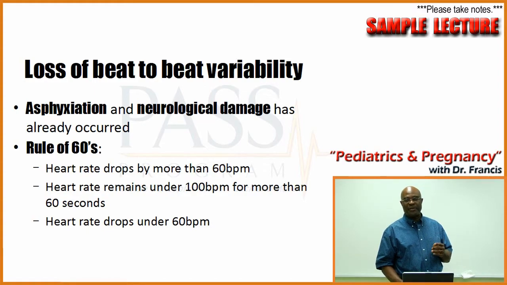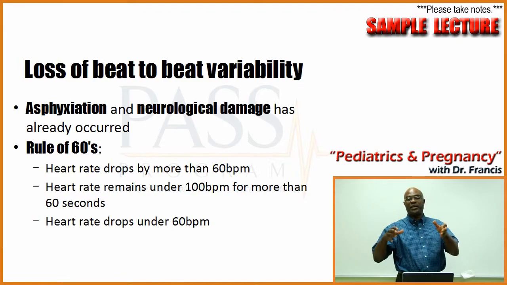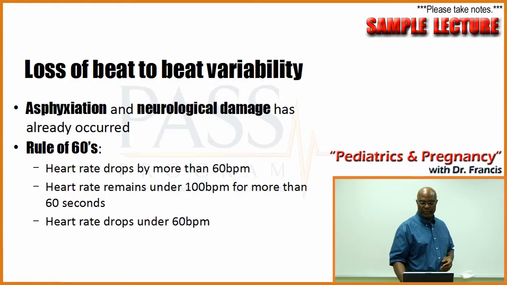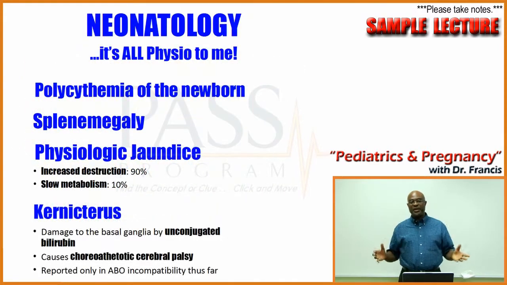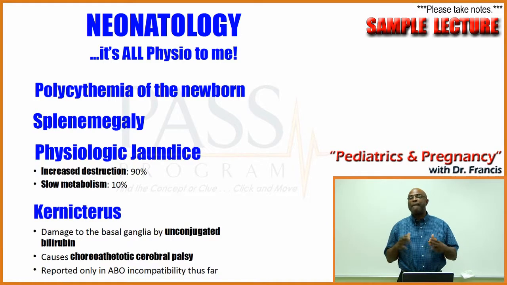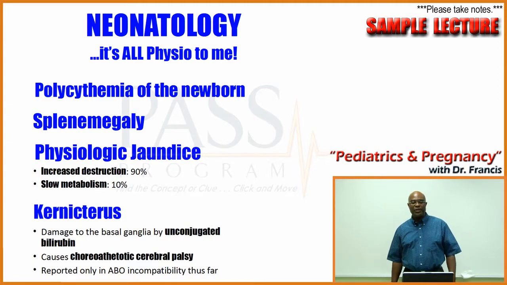So loss of beat-to-beat variability is worrisome and requires emergency C-section because, again, beat-to-beat variability is the norm. Now notice again, understanding normal helps you to understand clearly what is abnormal and why we manage it the way we manage it. So now neonatology, what is that all about? Neonatology is the portion of pediatrics that occurs in the first month of life. So the first month of life, a newborn is called a neonate.